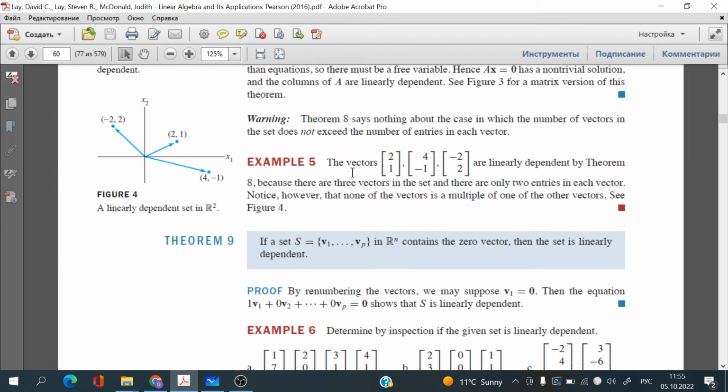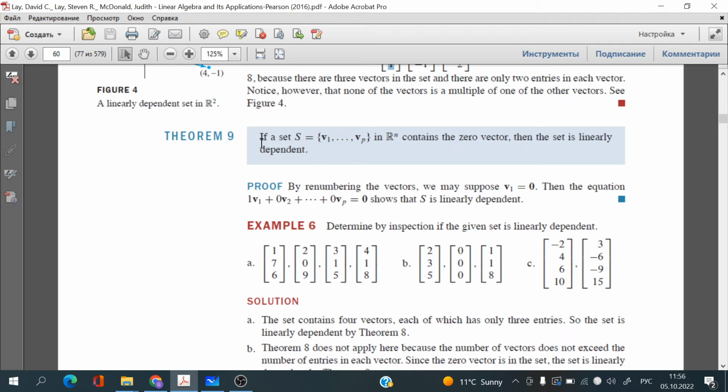Let's consider example 5. Vectors (2, 1, 4) and (-1, -2, 2) are linearly dependent. Why? Let's look at theorem number 8, and we conclude that because there are three vectors in the set and there are only two entries in each vector. Indeed, we have 1, 2, 3 vectors, and we have only two rows, right? Therefore, it creates linear dependency.